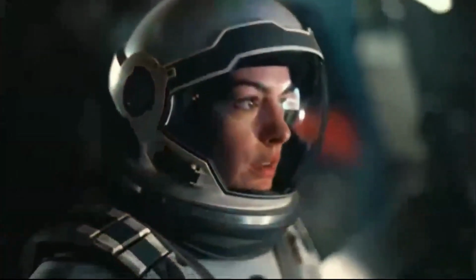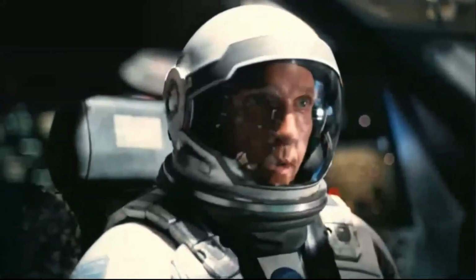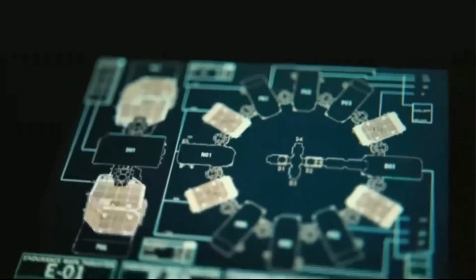Ready? Main engine ignition in 3, 2, 1, mark.